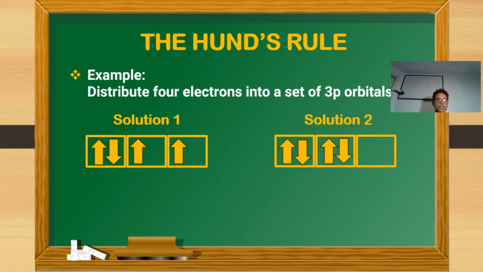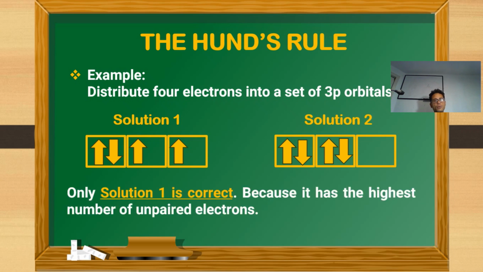Between those 2 solutions, definitely the solution that respects Hund's rule is solution 1. That solution is correct. Why? Because it has the highest number of unpaired electrons in that group of individual orbitals of the same energy. So just to not make this video long, I'm going to stop at this point.